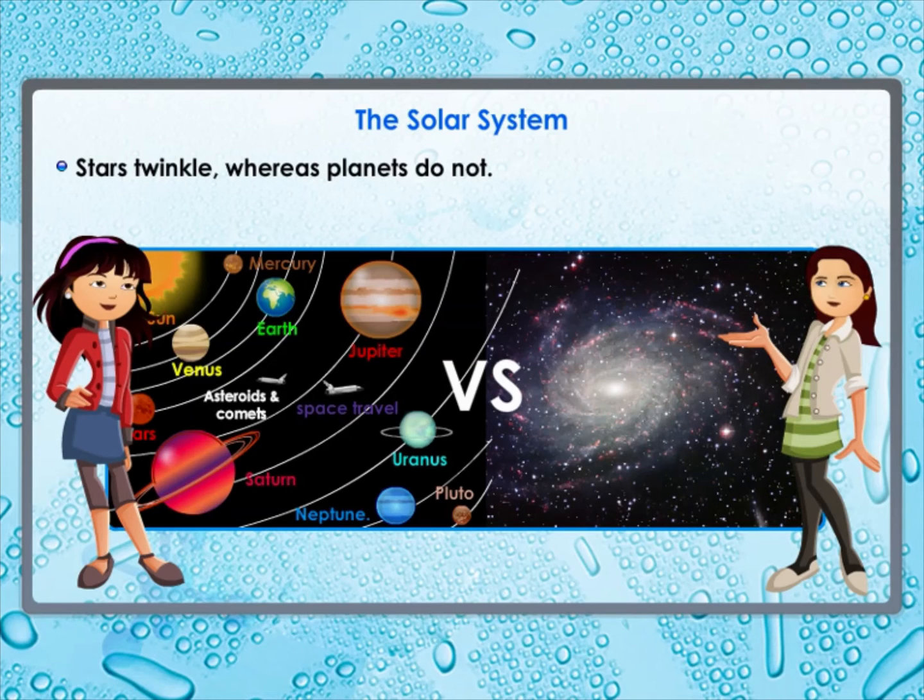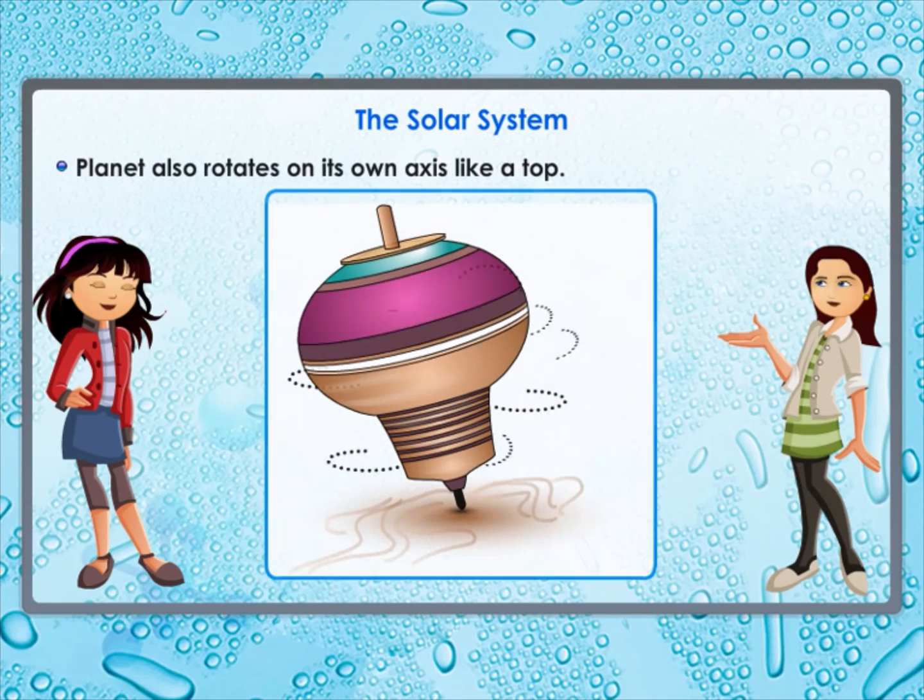A planet has a definite path in which it revolves around the Sun. This path is also called an orbit. The time taken by a planet to complete one revolution is called its period of revolution. The period of revolution increases as the distance of the planet increases from the Sun. Besides revolving around the Sun, a planet also rotates on its own axis like a top. The time taken by a planet to complete one rotation is called its period of rotation.